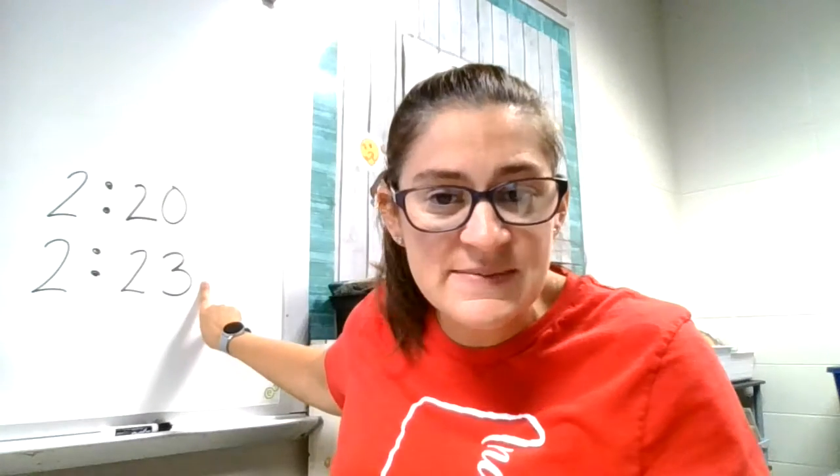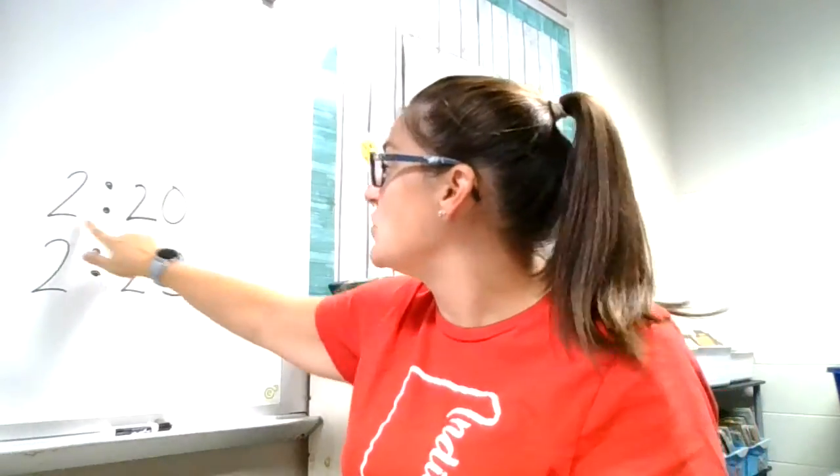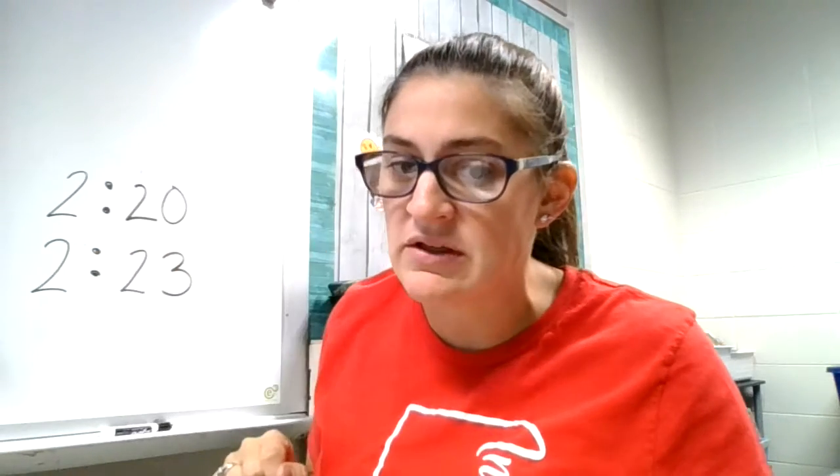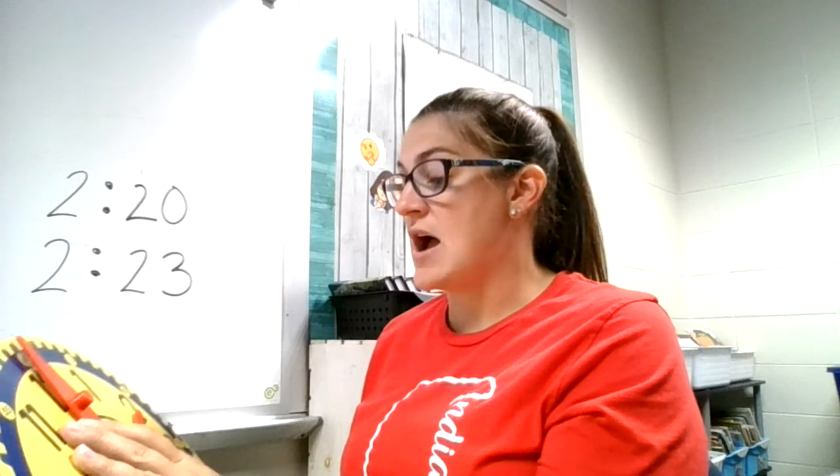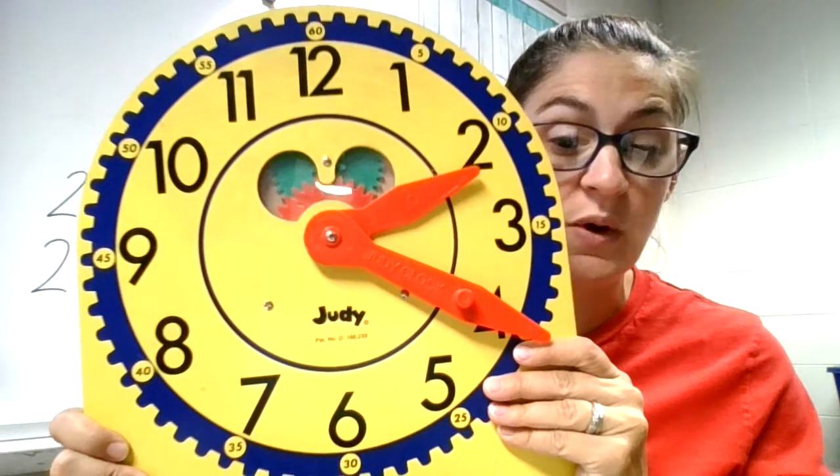Today we're going to take it one step further. Okay, so I wrote a couple times here on my board. The first one is 2:20. So think in your brain what 2:20 looks like on the clock. Mrs. Houston's going to make it. So I know 2 o'clock is the hour hand is on the 2. The big hand's on the minute hand, or the bigger hand is on the 12 for 2 o'clock. But I wanted to say 2:20, so I'm going to count by fives. 5, 10, 15, 20. Stop. So now I have 2:20.